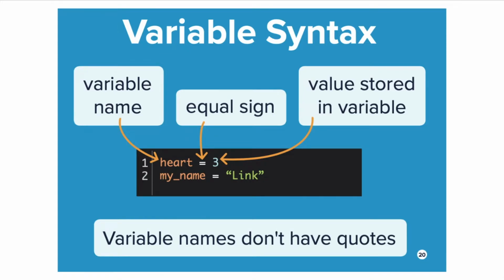In Python, a variable is written a certain way. This is an example of how a variable might be written. The first part in orange is the name of the variable. A variable is always equal to a certain value, so we add an equal sign. The value in this example is 3. So heart in this example is the value of 3. A variable name does not have quotes. Even though heart is a word or a string, it does not have quotes because it's the name of a variable.